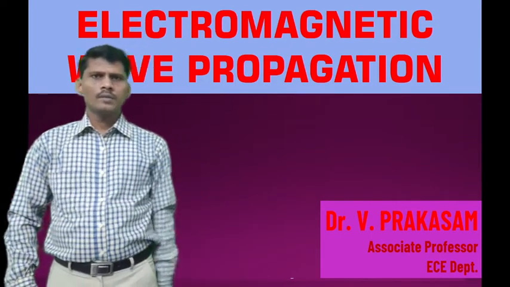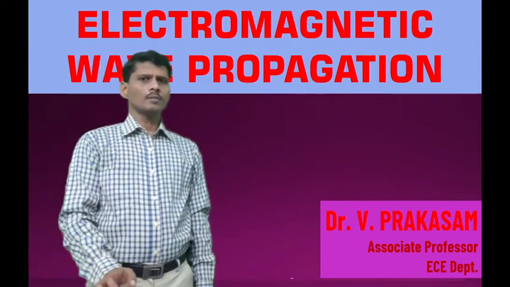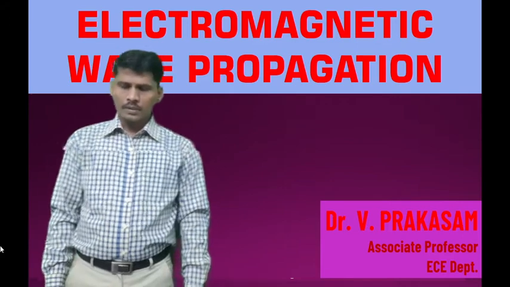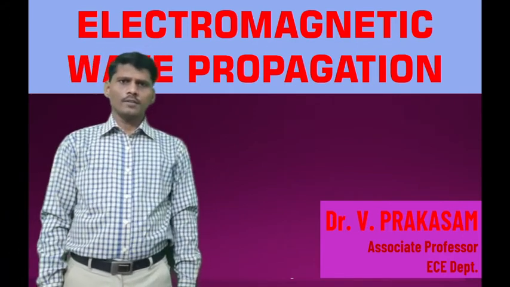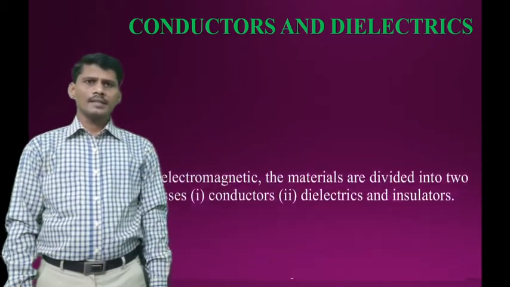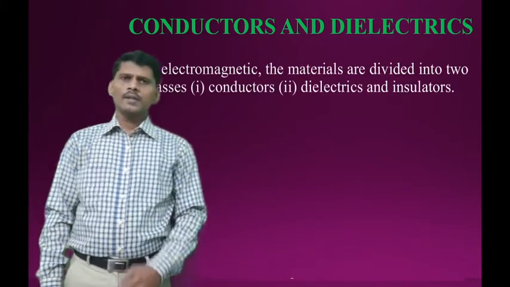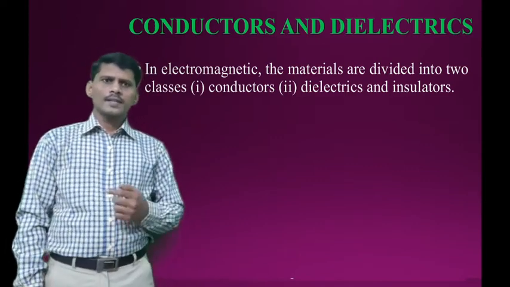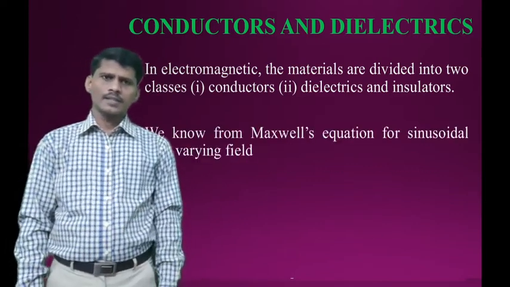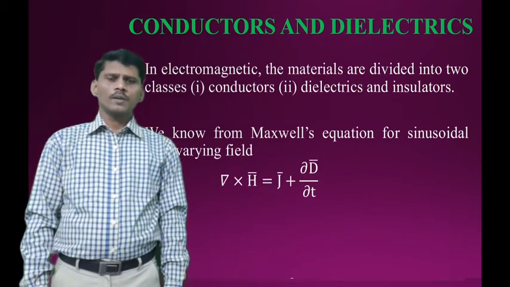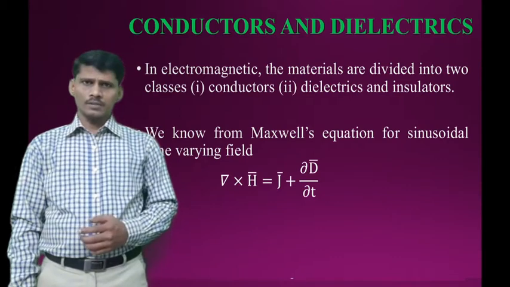Hi everyone. In this class, we are going to discuss electromagnetic wave propagation. First, we are going to discuss conductors and dielectrics. In electromagnetics, basically there are two types of materials: conductors and dielectrics. Now, the Maxwell's equations for sinusoidal time varying fields.